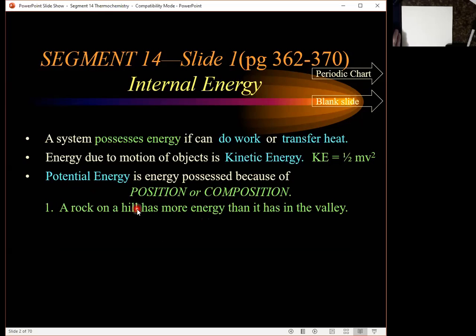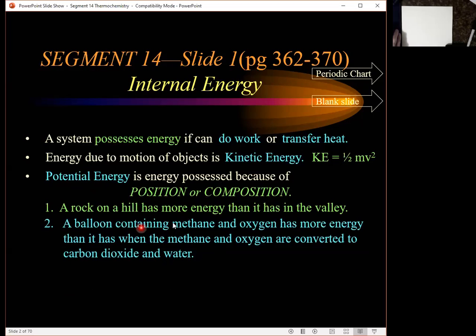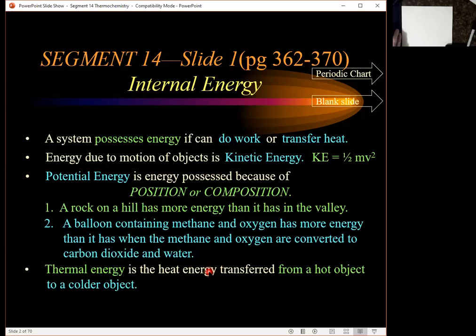A rock on top of a hill has more energy than it has in the valley. A balloon containing methane and oxygen has more energy than it will have if the methane and oxygen is converted to carbon dioxide and water. So the composition of a system determines its potential energy as well as position in a gravitational field.